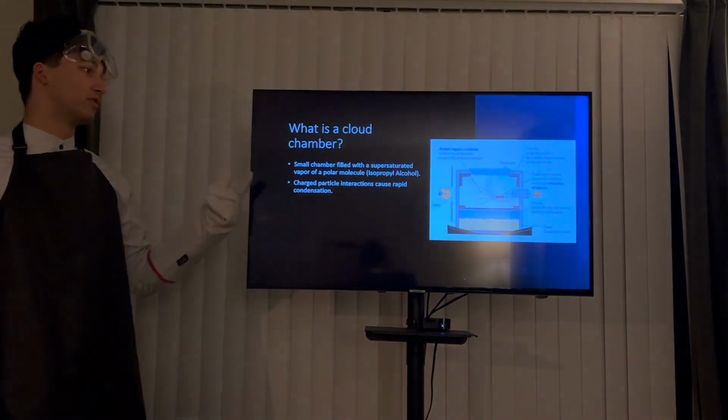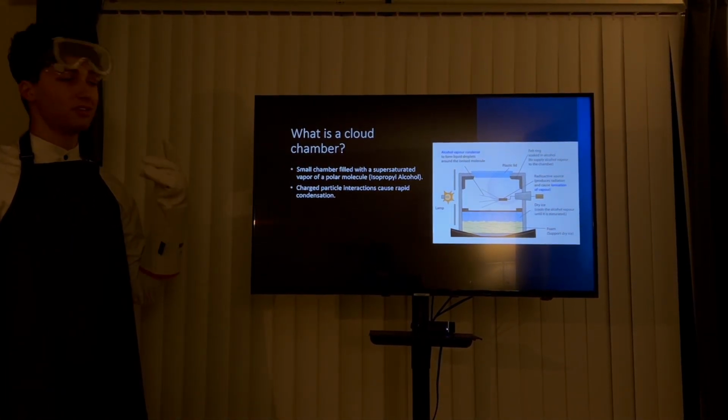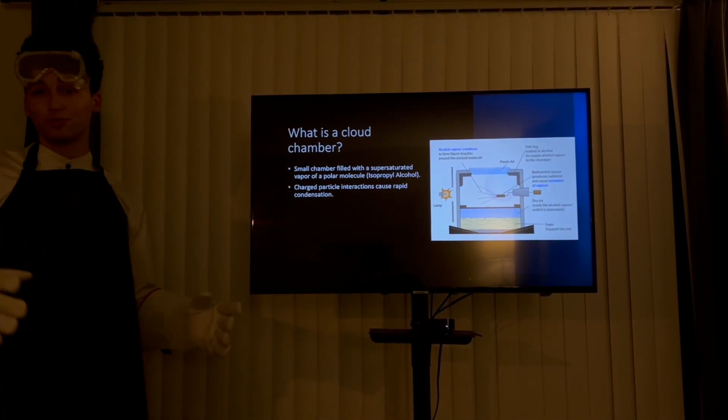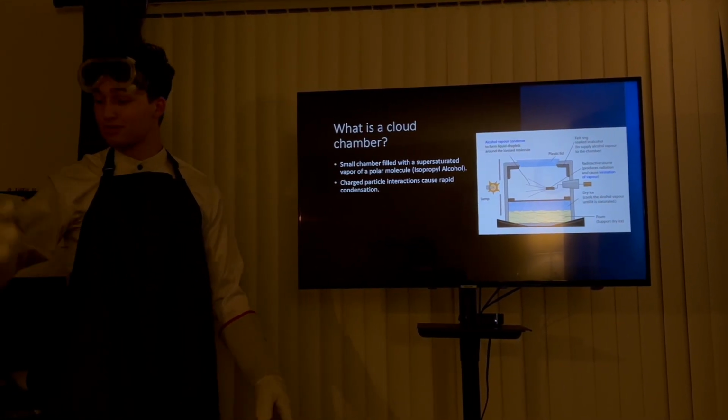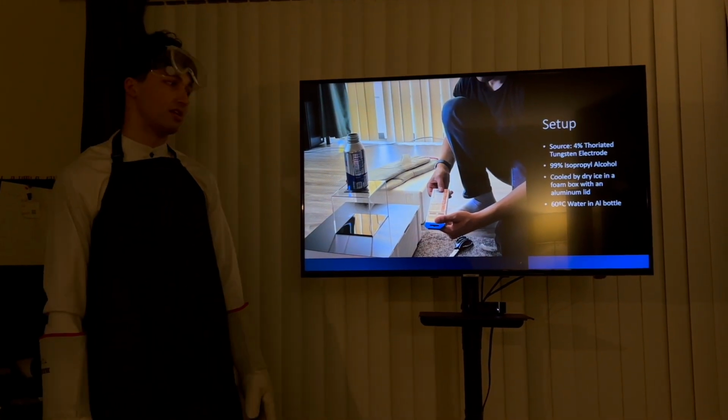It's a small chamber filled with a supersaturated vapor of a polar molecule, in this case isopropyl alcohol. When charged particles pass through, they cause rapid condensation. They just make big cool clouds, pretty much. Here's our setup right here.